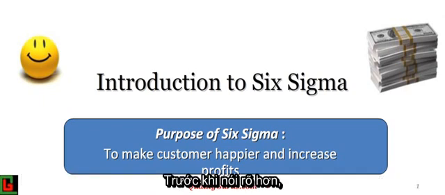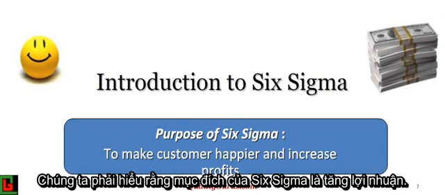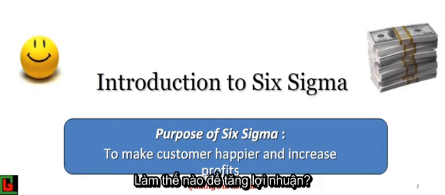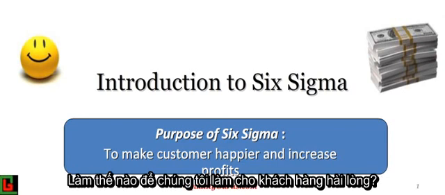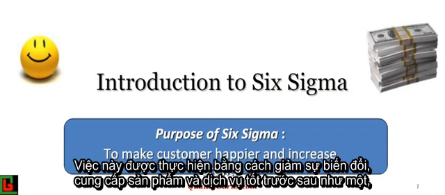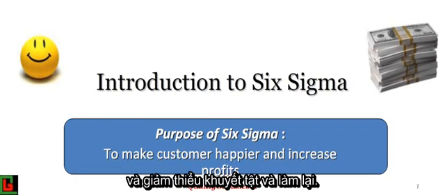Before we go any further, let us understand that the purpose of Six Sigma is to increase profits. How do we increase profits? We do that by making customer happy. How do we make customer happy? That is done by reducing variation, and providing consistently good product or service, and by reducing defects and reworks.